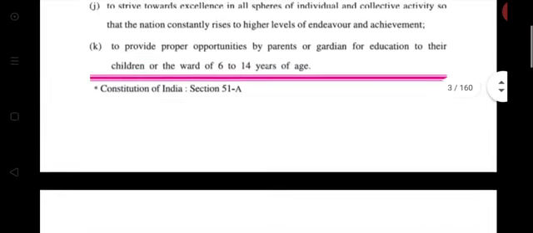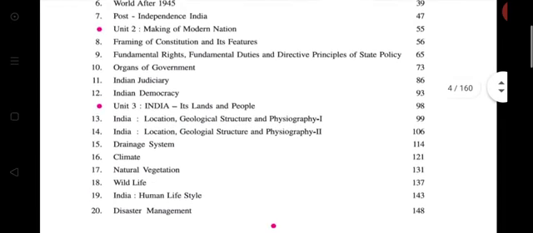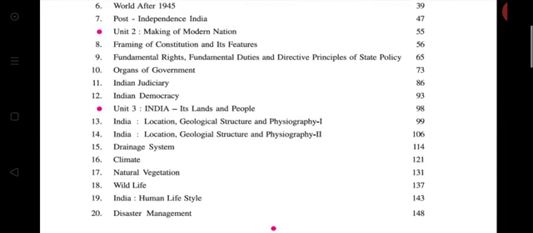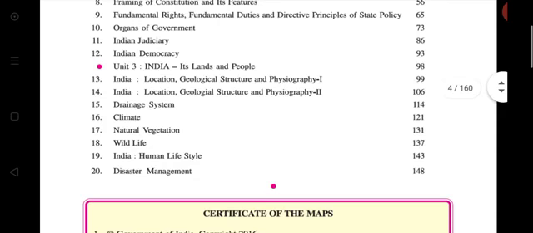So see students, three chapters in history, four chapters in civics, and 1.5 chapter in geography are already done. From my side, from your side, I don't know it is done or not. Most of the students do, but remaining students not done.